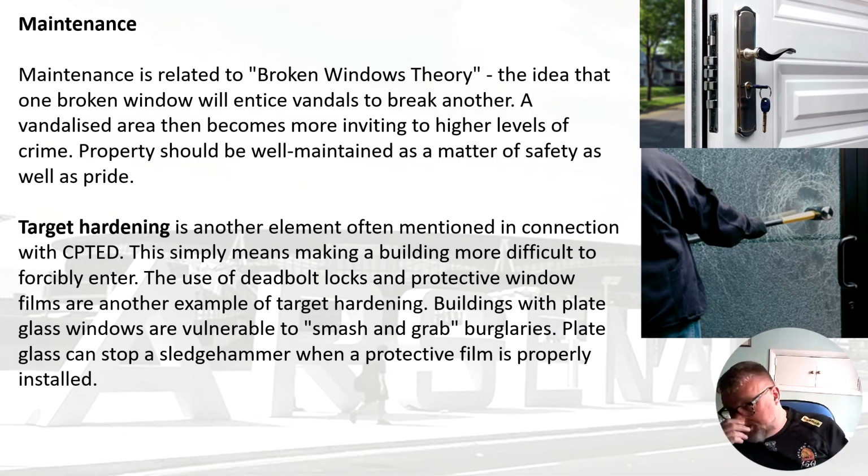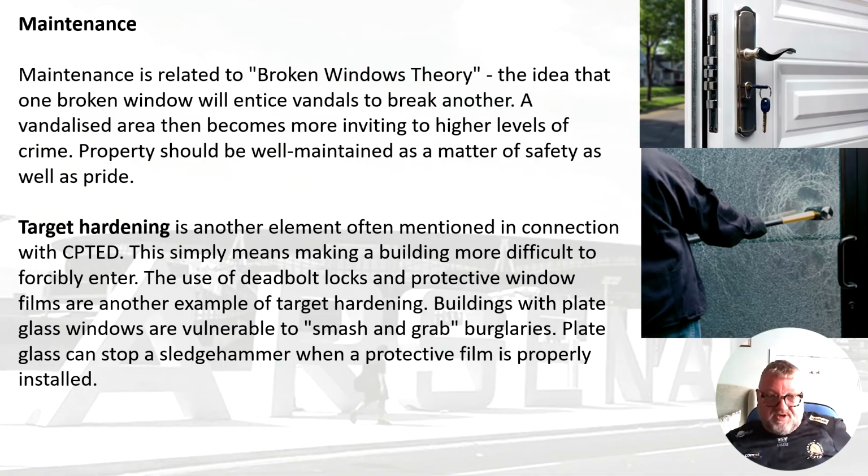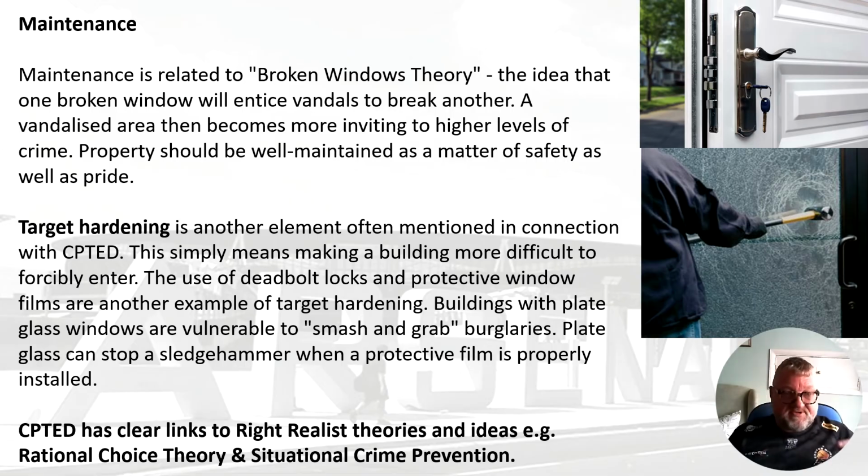And also target hardening is linked to that. This simply means making a building more difficult to forcibly enter. So using deadbolts and protective window films are all examples of target hardening. Buildings with plate glass windows are vulnerable to smash and grab burglaries, but plate glass can stop a sledgehammer when a protective film is properly installed. So that stops crime from happening. So SEPTED has really clear links to right realist theories and ideas such as rational choice theory and situational crime prevention.